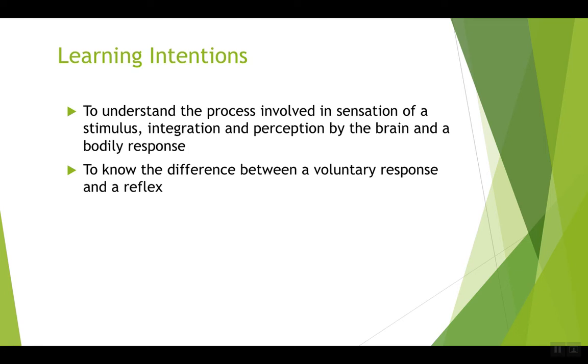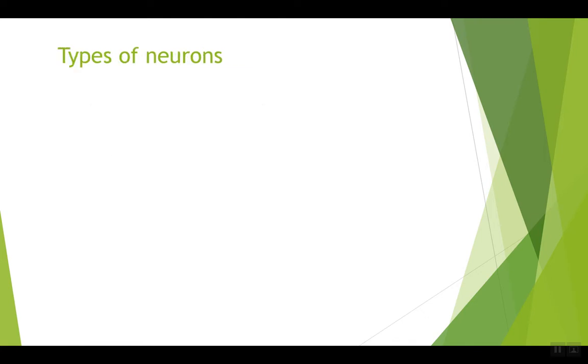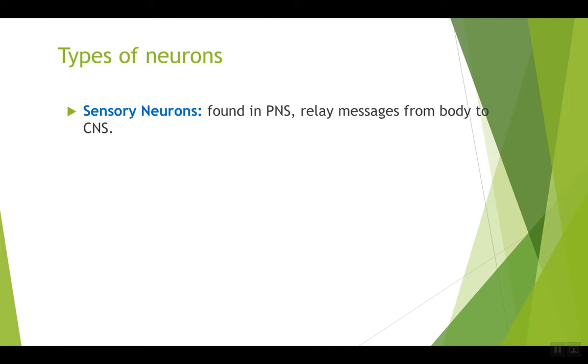Part 3 of the nervous system. Now we're looking at actually how those nervous impulses are passed along. Importantly in this, the difference between a voluntary response and a reflex. So, there are 3 main types of neurons, and we're going to talk about their structure a bit more in the next one, but we'll look here at where they are and what they do.